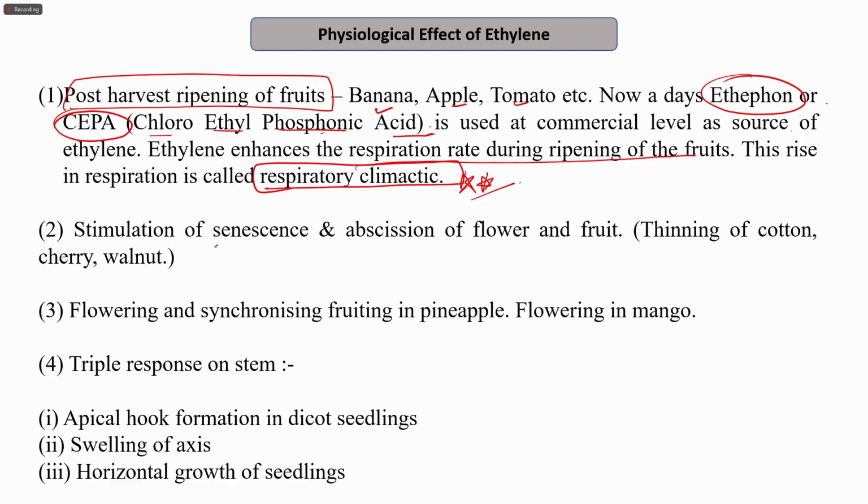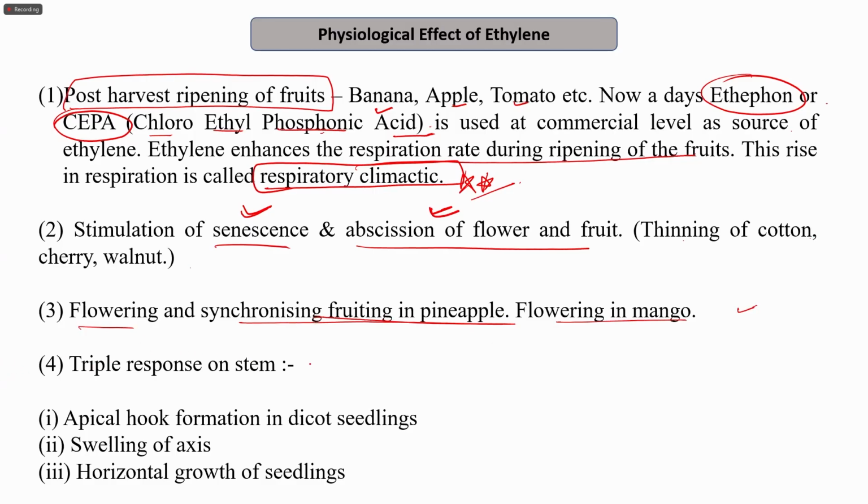Second is the stimulation of senescence and abscission of flowers and fruits. So thinning of cotton, cherry, walnut, etc. because of the stimulated senescence and abscission of the flowers and the fruits. We know it is a plant growth inhibitor, right? So therefore, it will stimulate the senescence and abscission. Third is flowering and synchronizing fruiting in pineapple. Flowering in mango is also affected by the ethylene.